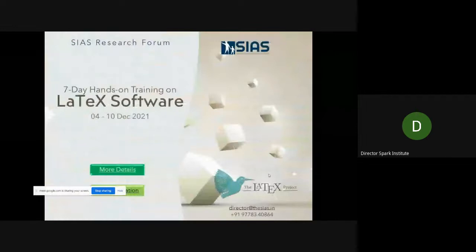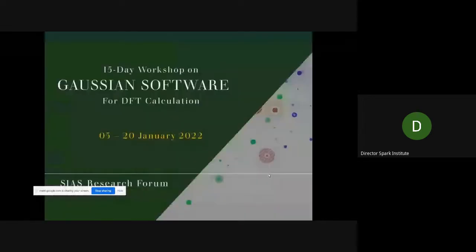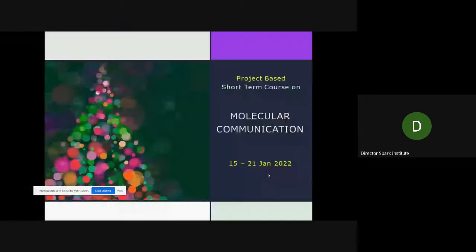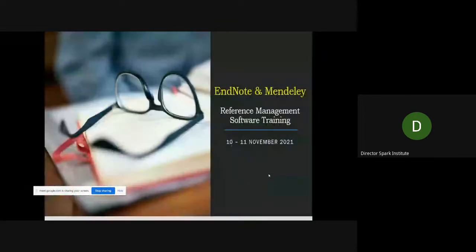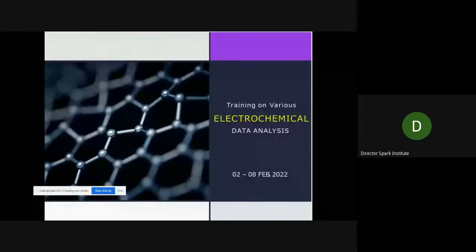Some of our upcoming programs are a data analysis course using R programming, and we are planning one course on DFT calculations using Gaussian software, and courses on molecular communication. The reference management training we did previously, and Monte Carlo simulation also we did a couple of months ago. Now we are planning an electrochemical data analysis course in the future.